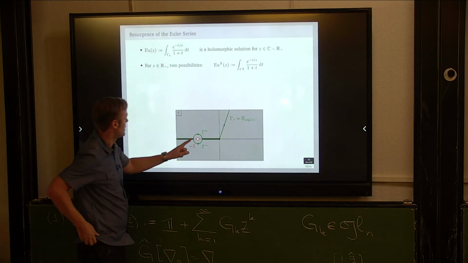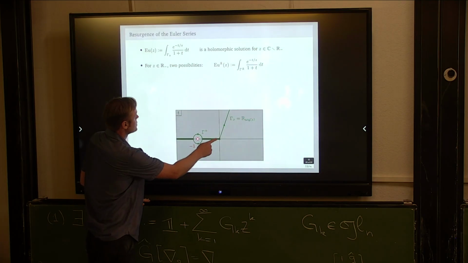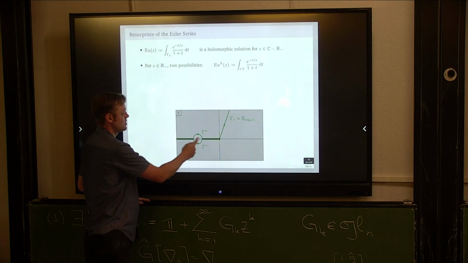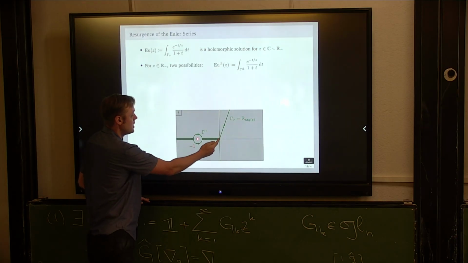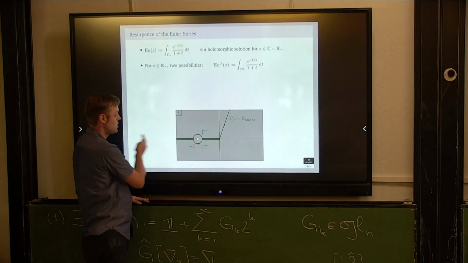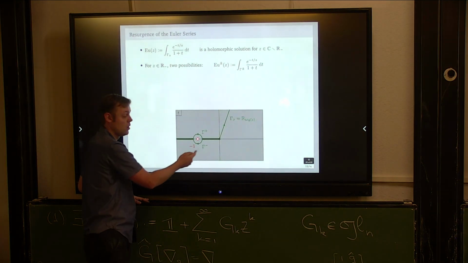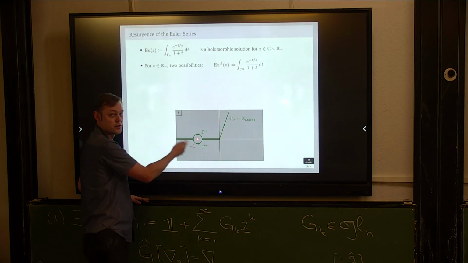And so that means now, in order to assign some value to this Euler integral for negative z, there are two choices. I can either integrate from 0 to negative infinity by avoiding this pole at t equal to -1 above or below. There are two choices.